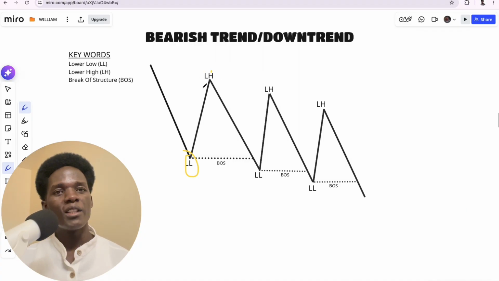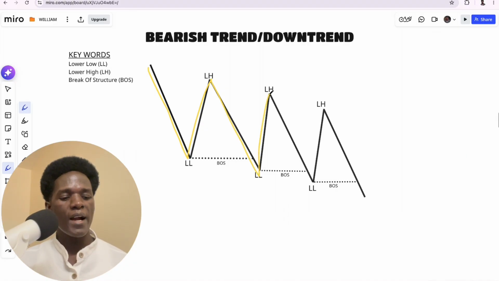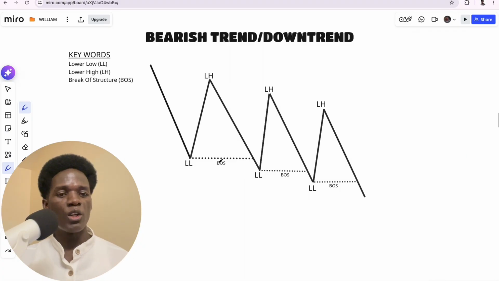Why are they called lower lows and lower highs? When the price comes down to create a lower low, goes up to create a lower high, lower low, lower high, lower low, lower high, and lower low.